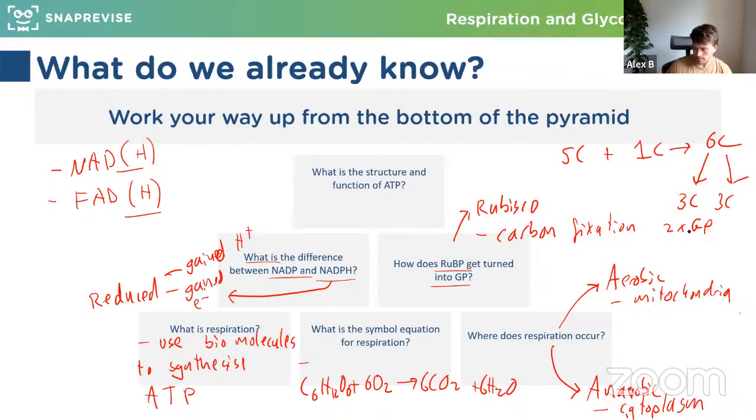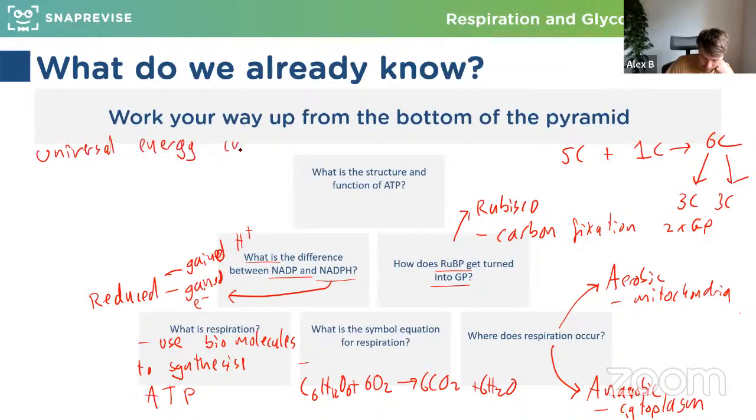Nice. And then final question. What's the structure and function of ATP? We're not looking at the link reaction today, actually. We're just doing anaerobic and glycolysis. Yeah, it's often called the universal energy currency. Nice.